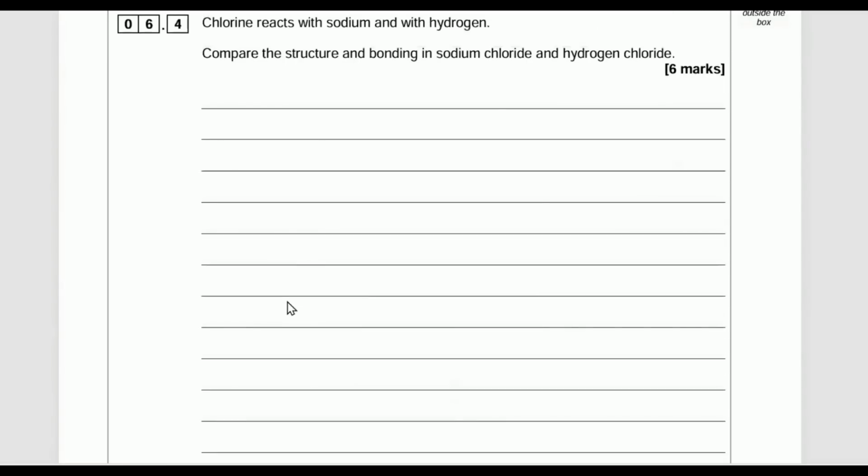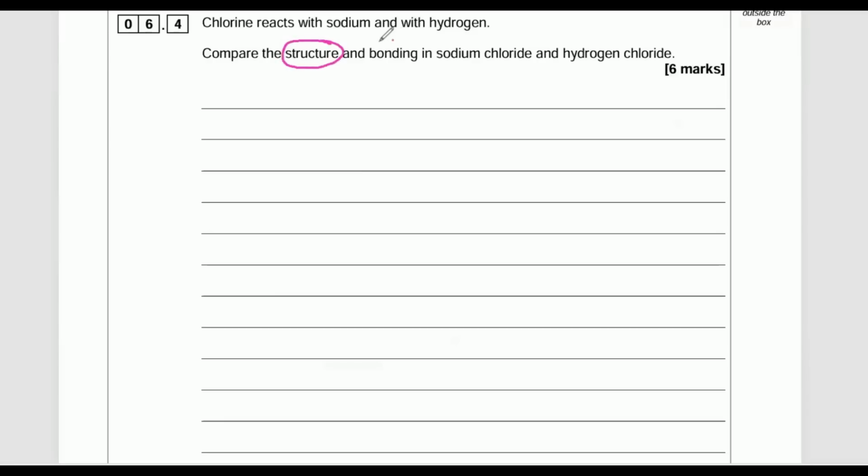Oh my days, you're having a bubble, aren't you? It's the last question here. Geez, straight into a 6 marker. Okay, chlorine reacts with sodium and with hydrogen. Compare the structure and bonding in sodium chloride and hydrogen. Nothing to do with the reaction. It's just saying what's the structure and bonding in sodium chloride and hydrogen. So I'm going to deal with it.